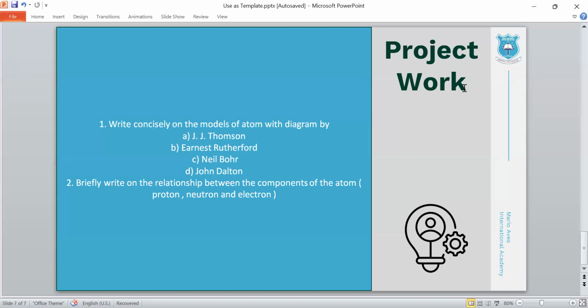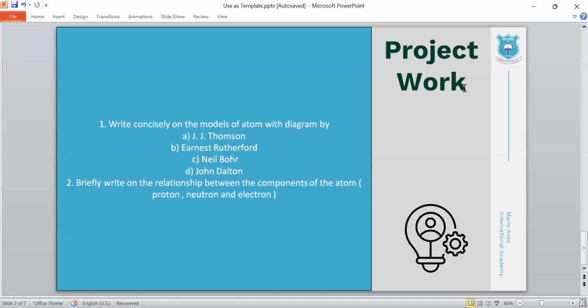So we're going to leave you with this little work to do. The little project we are going to work on is to write concisely on the models of atom with the diagram, particularly on A, J.J. Thomson's work, which I've considered, and then Ernest Rutherford, the third one, Niels Bohr, and then the last one, John Dalton. I want you to write concisely in a brief explanation how these scientists viewed the diagram of the atom. Don't forget to print the diagram per person on your write-up.